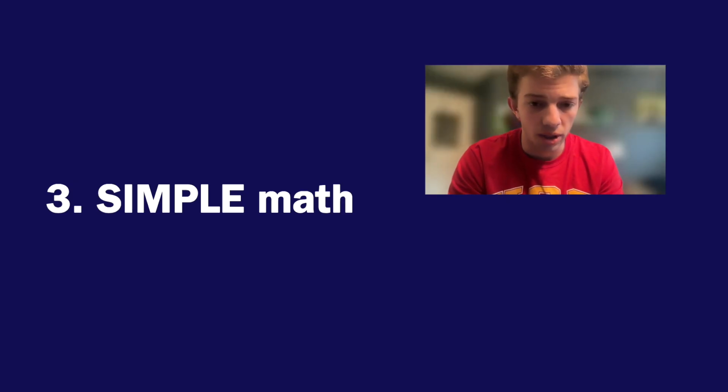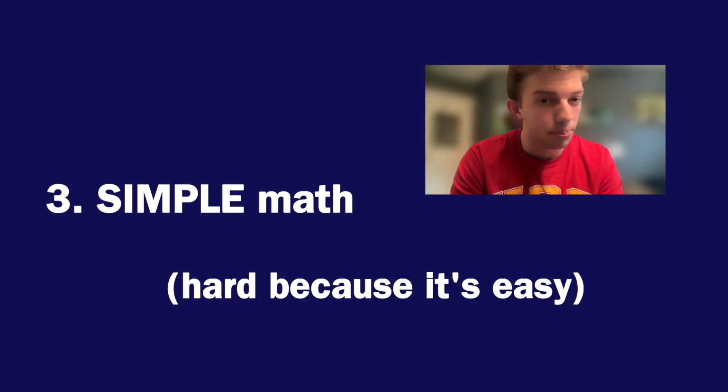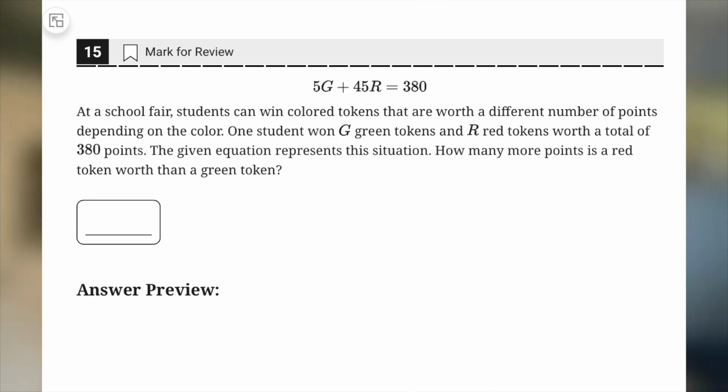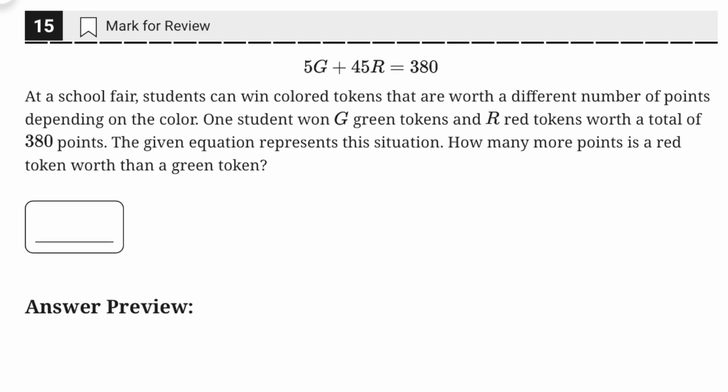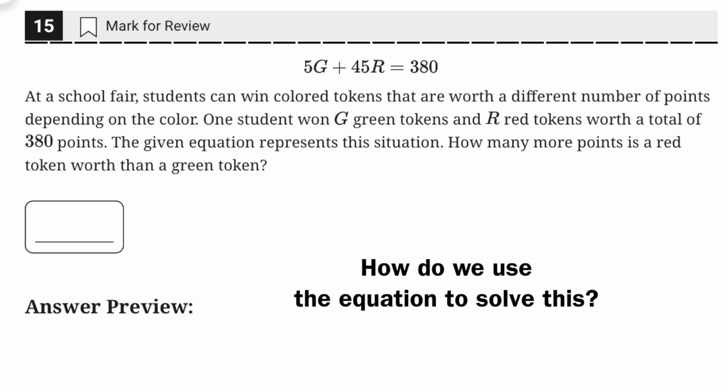The third question that we're going to take a look at has to do with very simple math, where it's the total number of points awarded to a student based on red tokens and green tokens. And then it asks something pretty weird. How many more points is a red token worth than a green token? So what we have here is just 2 variables, some numbers, an equation, and we have to figure out how much more a token is worth than the other. This seems kind of difficult at first. How do we go about this? But what we can figure out, if we look closely, is that we have the answer right in front of us.